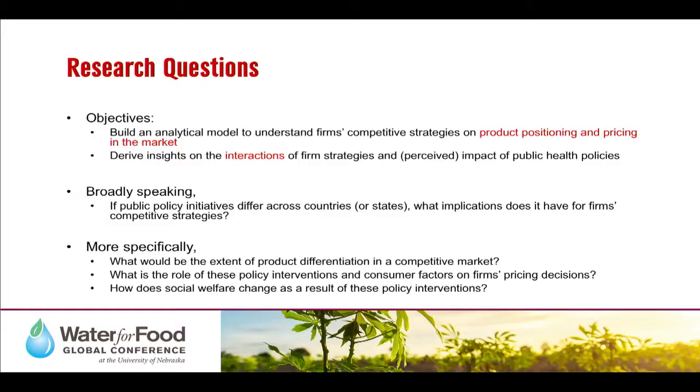So broadly speaking, when we think about our research question, what we are trying to do here is to build an analytical model. It's a game theory model which is trying to understand what sort of competitive strategies firms should follow, in the context where public policy initiatives are being undertaken and consumer perceptions are moving towards more health conscious products. We wanted to derive some insights on the interaction between firm strategies and these public policy initiatives.